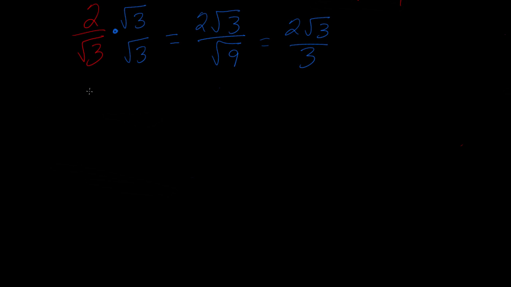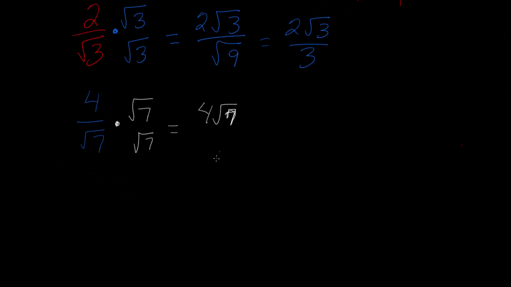Let's try this again. If I was to give you 4 divided by the square root of 7. Remember, you're never allowed to have a radical in your denominator, so I'm going to rationalize it by multiplying the top and the bottom by what's on the bottom, which is the square root of 7. So 4 times the square root of 7 is simply 4 square root of 7.